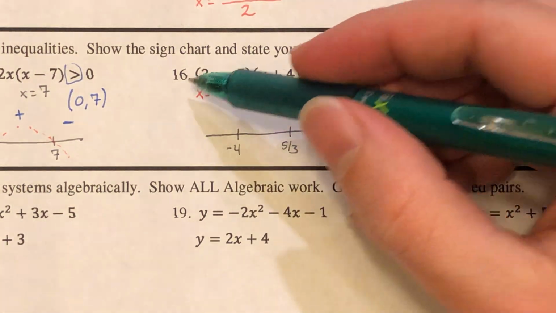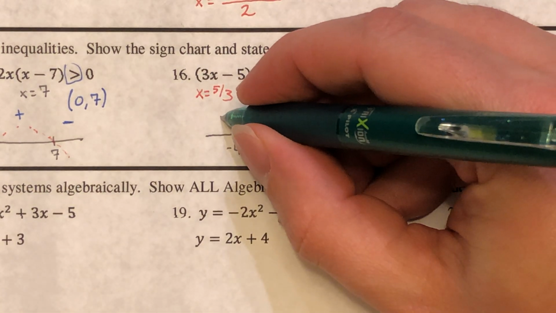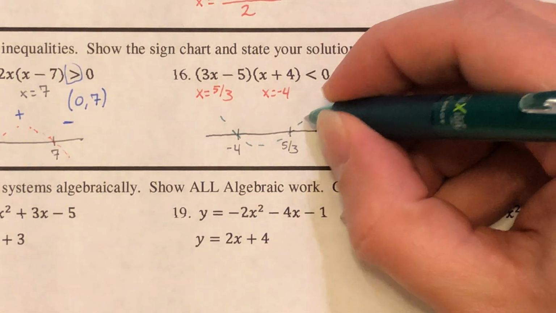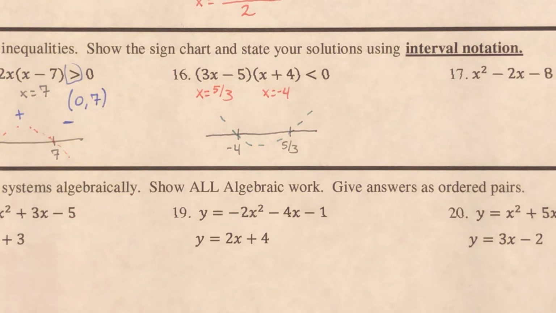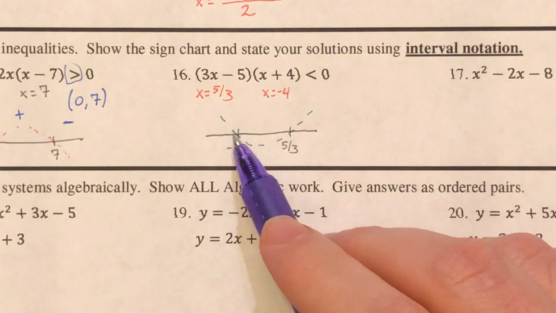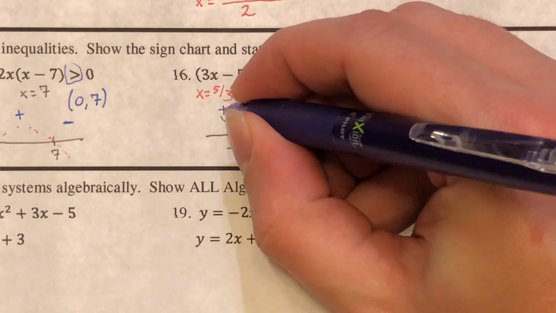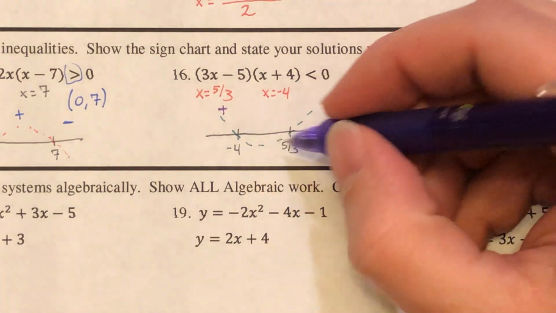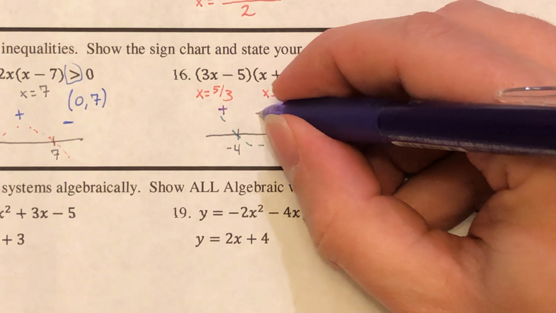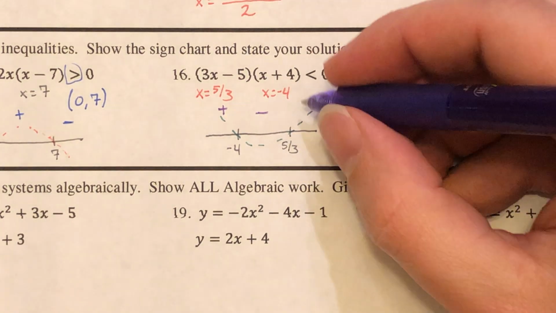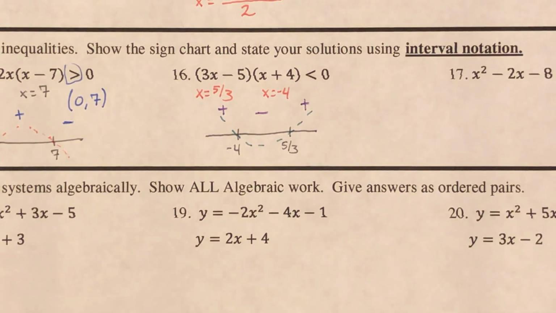This leading coefficient is positive, so it would open upward. So I say if it's left of -4, that's above, so that's positive. Between -4 and 5/3 is below, so it's negative. 5/3 on is positive.